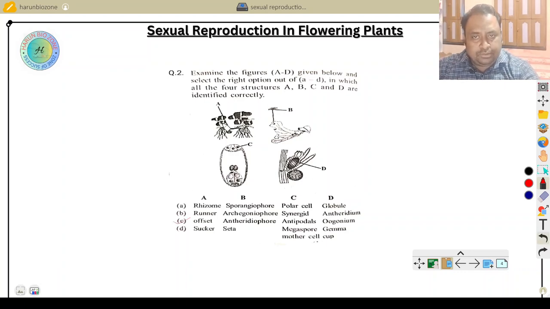First one is offset, second one antheridium, bryophytes, this is gymnosperm, antipodal cell, and this is oogonium. In the Chara plant two types of reproductive structure occur, because Chara is a bisexual plant. So here globule and nucleus are produced. This is globule, this is nucleus or oogonium. Nucleus develops egg and globule develops sperm. Next question.